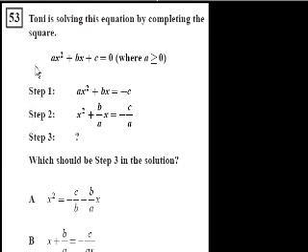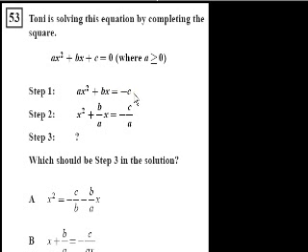We're on problem 53. It says Tony is solving this equation by completing the square: ax squared plus bx plus c is equal to 0, where a is greater than 0. So this is just a traditional quadratic right here. And let's see what they did. First, he subtracted c from both sides, and he got ax squared plus bx is equal to minus c.